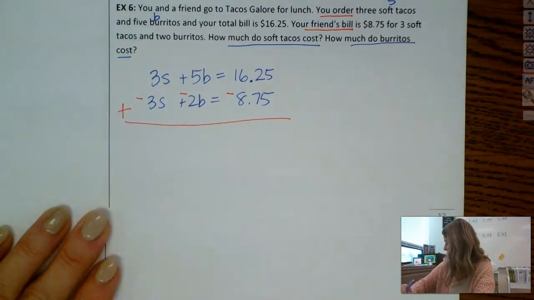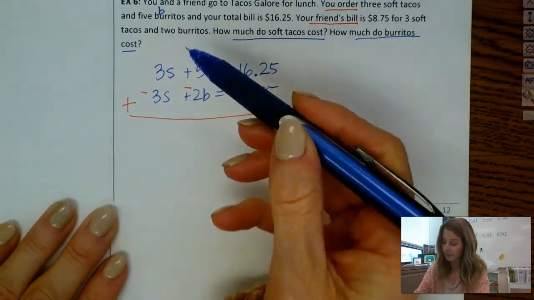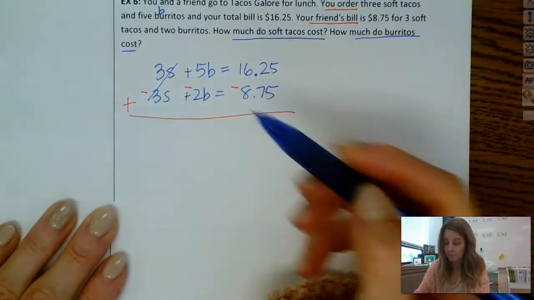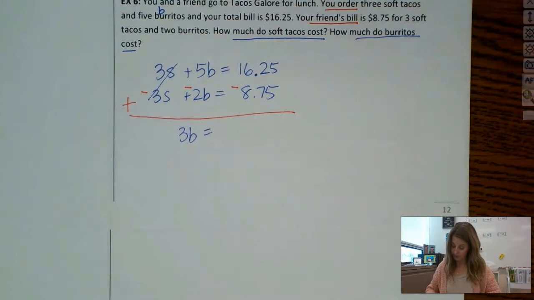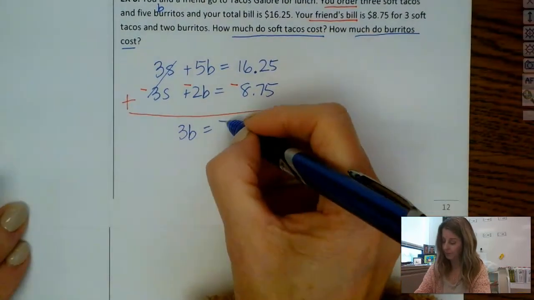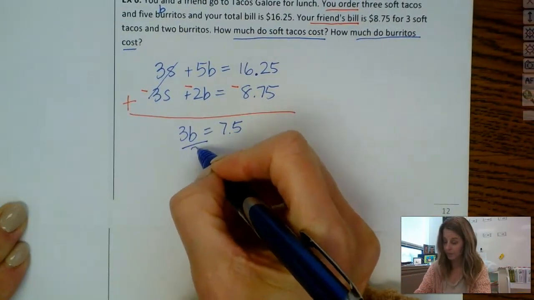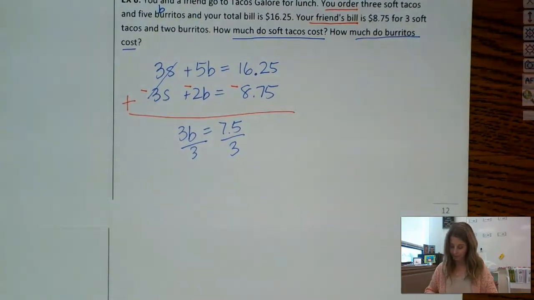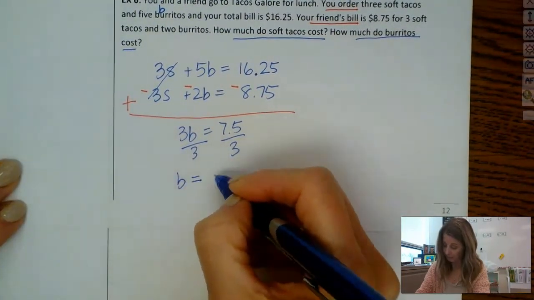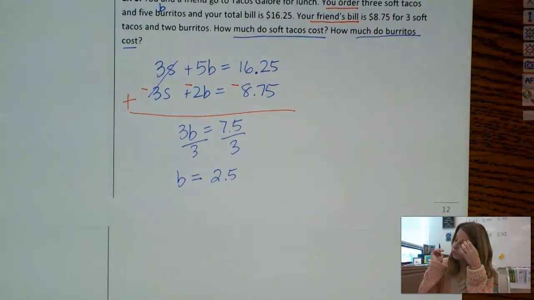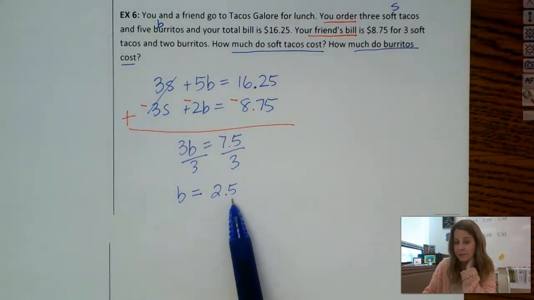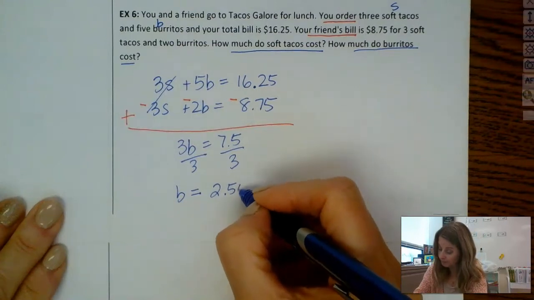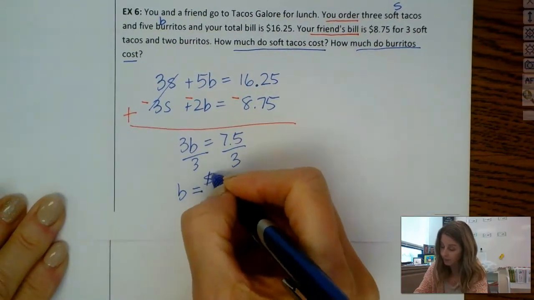Okay, let's go ahead and add these columns. So the 3's add up to 0. 5 minus 2 is 3B. 16.25 minus 8.75, and I am getting 7.5. So divide by 3. So 7.5 divided by 3, I get B is equal to 2.5. So this is money. How much does the burrito cost? So this is $2.50. So let's make that look a little bit better. Go ahead and add that 0 on, and I want the $ sign.